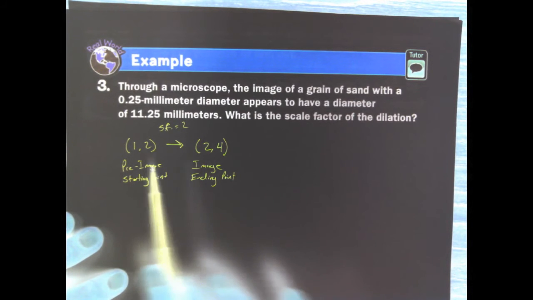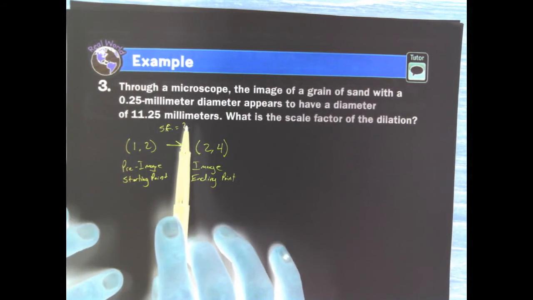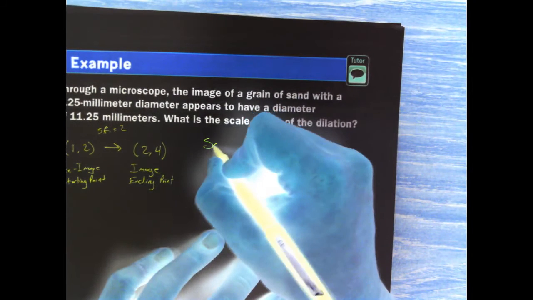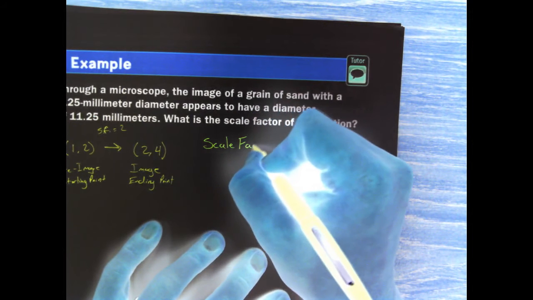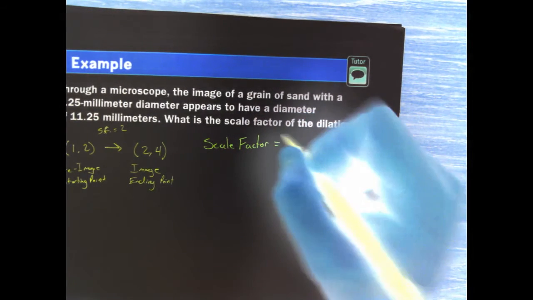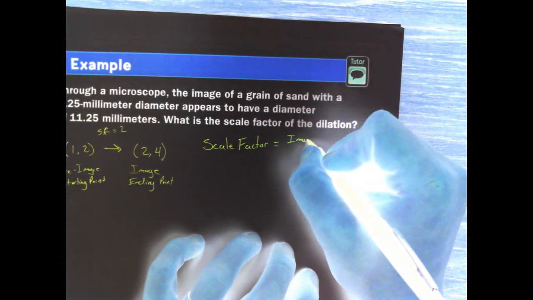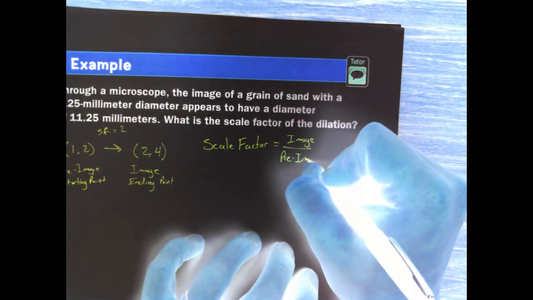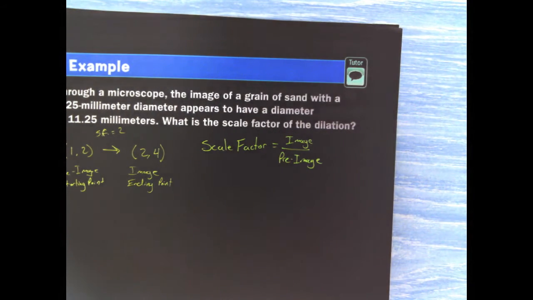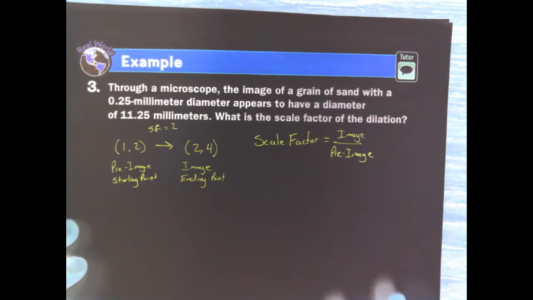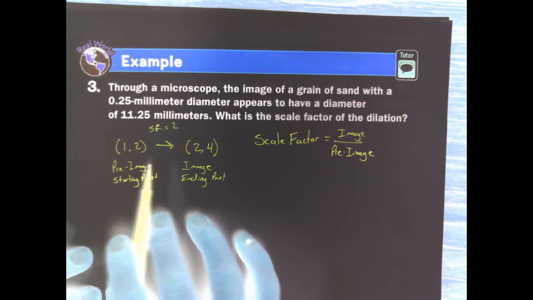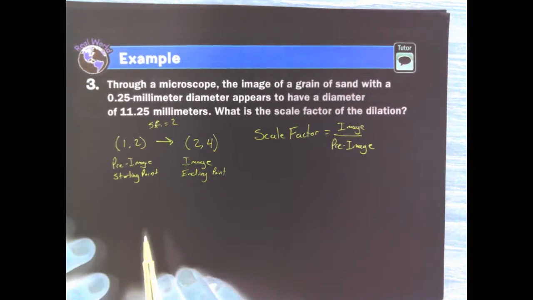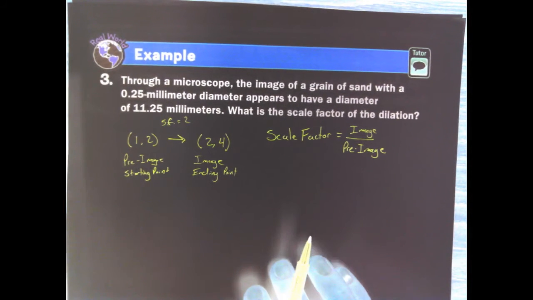So if I just know my starting and ending points, how do I get 2? Well, to find scale factor, and again, take that note card out and write this down. Scale factor is equal to image over pre-image. So when you're looking to find your scale factor, you want to take the image over pre-image. Image over pre-image. 2 divided by 1 is 2. 4 divided by 2 is 2. So that's how I'm going to find my scale factor.